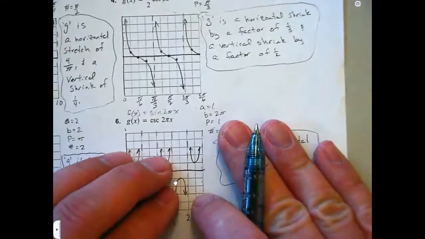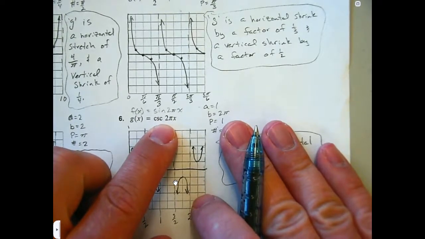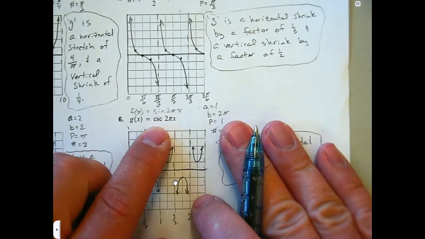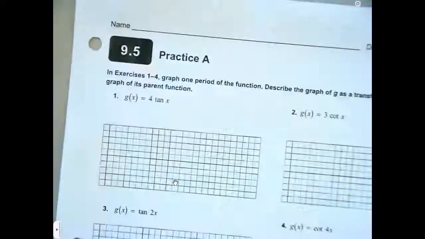And the last one, number 6. Horizontal or vertical? Horizontal, stretch or shrink? Shrink of 1/2 pi. Okay. Hopefully those have become a lot easier this year. Guys, I promise you that knowing the horizontal and vertical, and especially the horizontal stretching and shrinking, is going to help you a lot next year in math analysis. You're going to be well ahead of the game there. Okay?